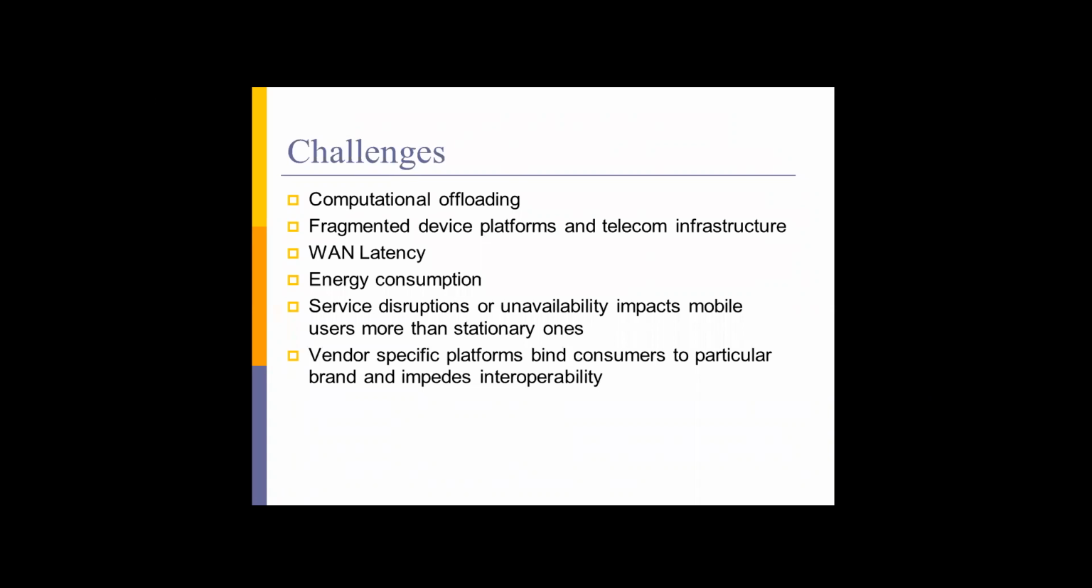Fragmented device platforms. So you've got different platforms, Android, Apple, etc., and the different infrastructure used. How is all that brought together in order to access your resources that are on the cloud? The cloud may have unlimited resources, but if you can't get there, if you can't make a link to it and use it, then there's no use. So that link from your device through the infrastructure to the cloud is a big issue.